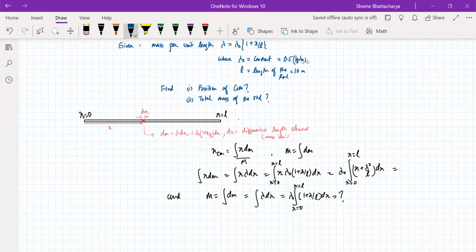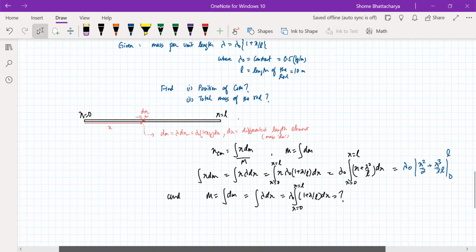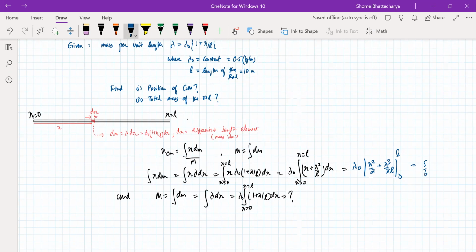So see, when you do this integration here, what will come? It will come lambda naught, integration of x is x square by 2, integration of x square is x cube by 3, and on this you are putting the limit 0 to L. So ultimately, this integration will give us how much? It will give us lambda naught into some factor of L square. In fact, it will give us 5 by 6 lambda naught L square when you substitute the limits and all.